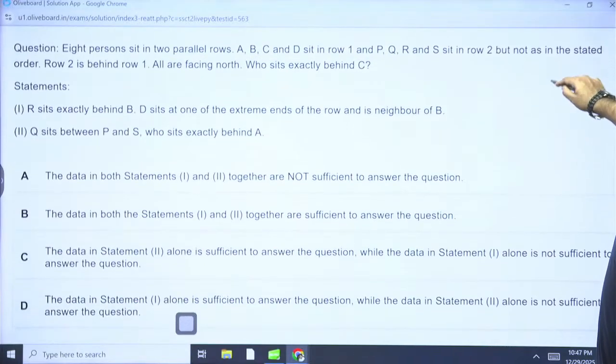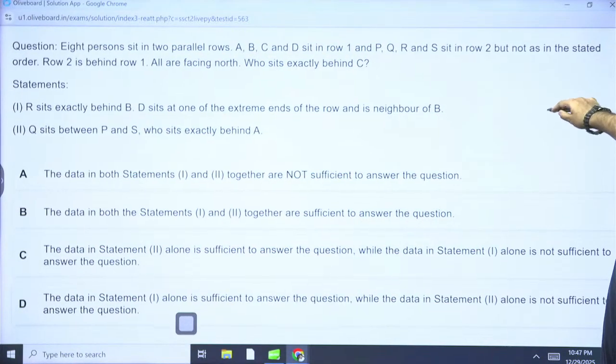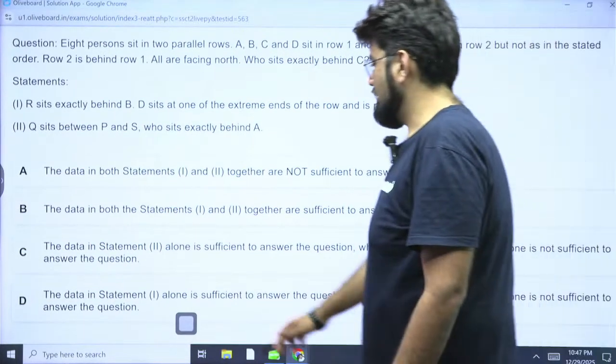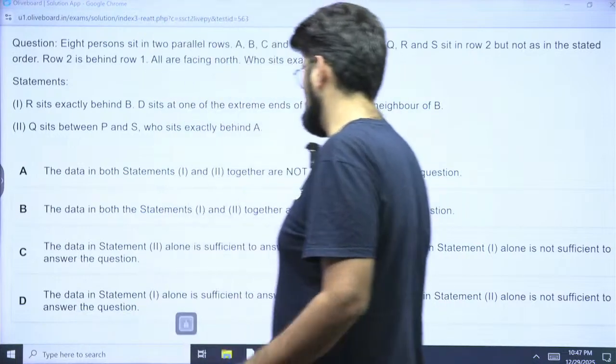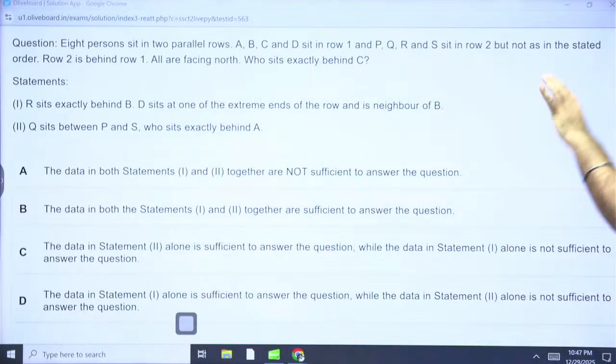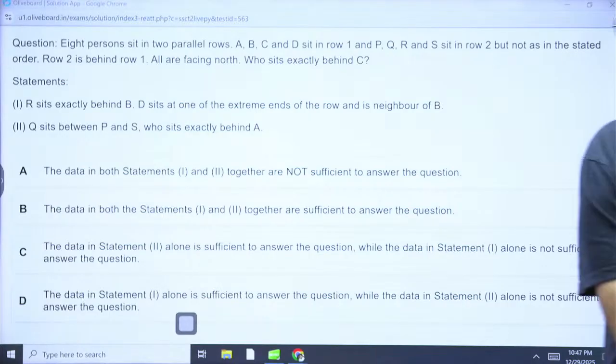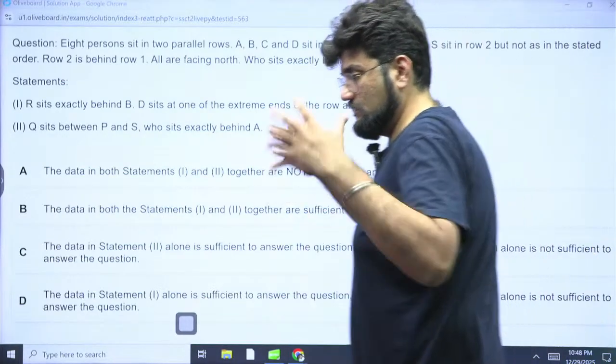See, again, this is data sufficiency. Yes. 8 persons sit in 2 parallel rows. Okay, today as I told you, let's try reading this also. 8 persons sit in 2 parallel rows. Fine. A, B, C, D sit in row 1, and P, Q, R, S sit in row 2, but not as stated in order. Row 2 is behind row 1 and all are facing north. Okay, who is exactly behind C? Try to build this in your head.